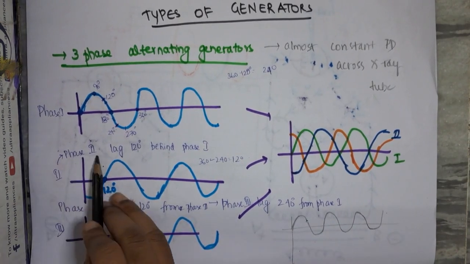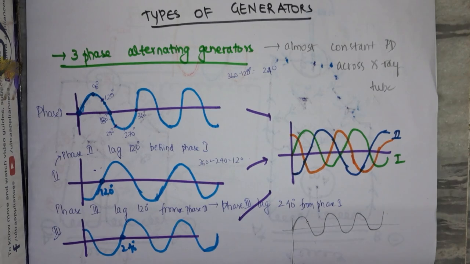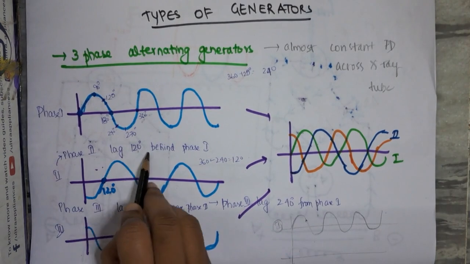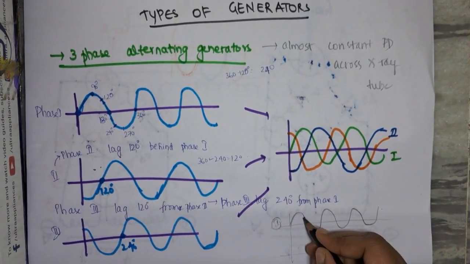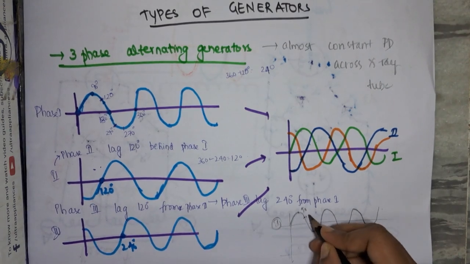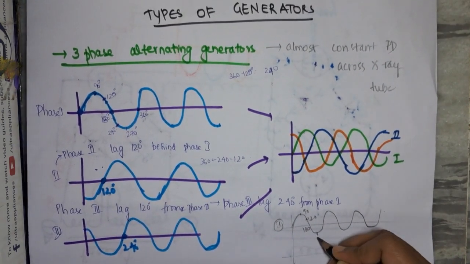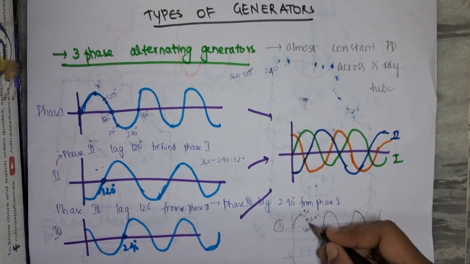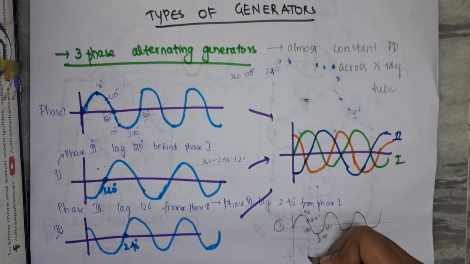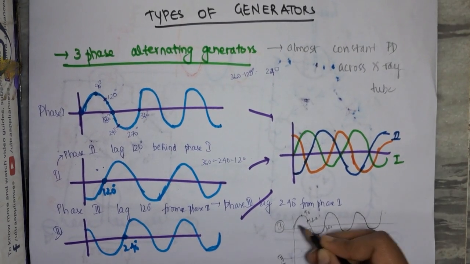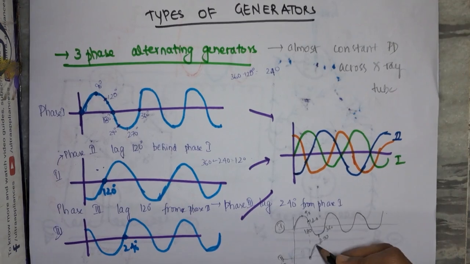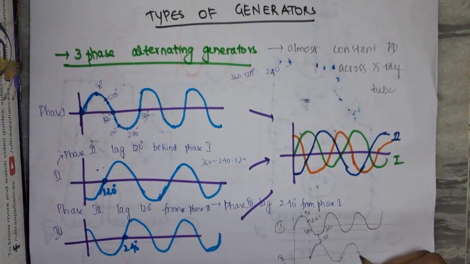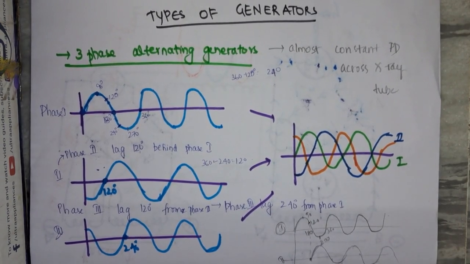Here phase 2 lags 120 degrees behind phase 1, meaning that this is phase 1, and phase 2 will start 120 degrees behind phase 1. So this is 120 degrees, right? This is 90, 120, 180, 270, 360. So phase 2 will start 120 degrees behind phase 1. This is when phase 2 starts.